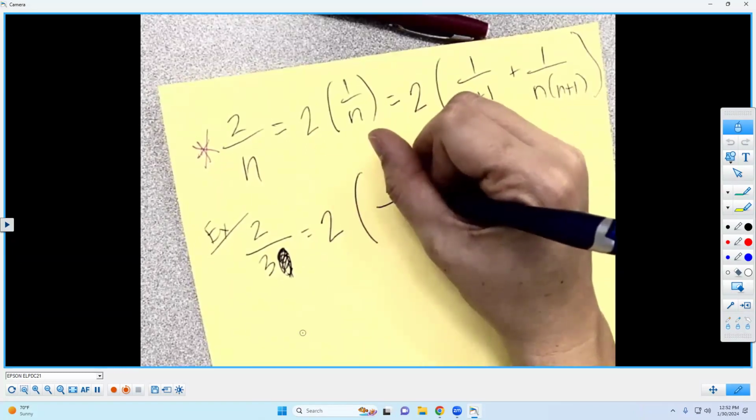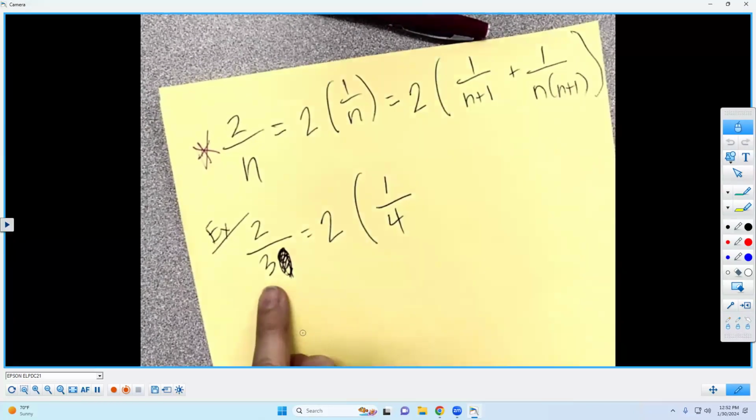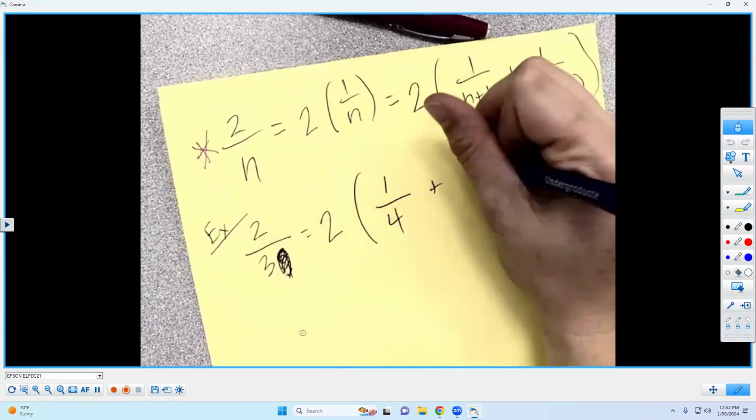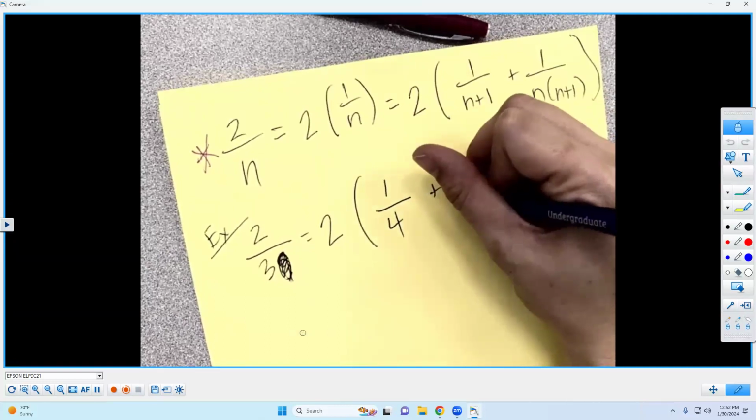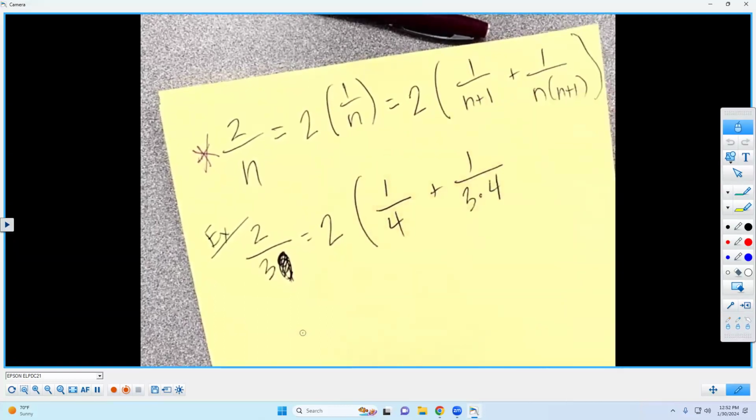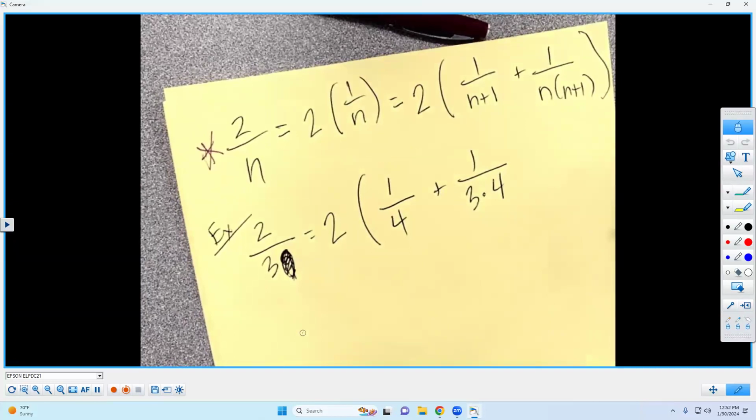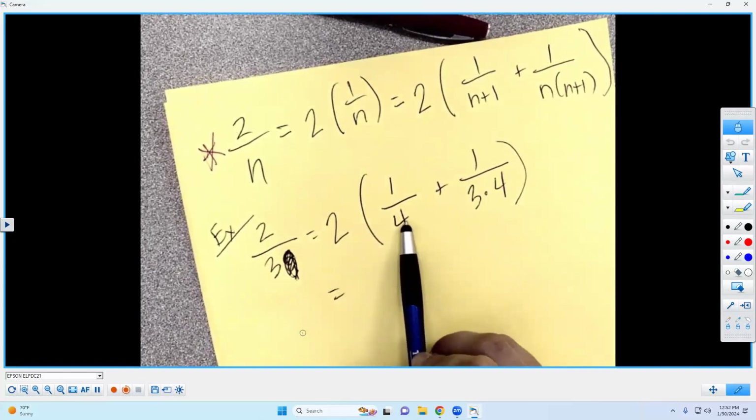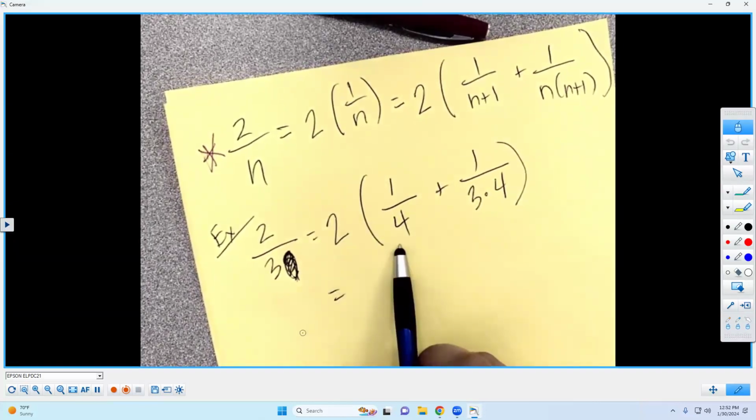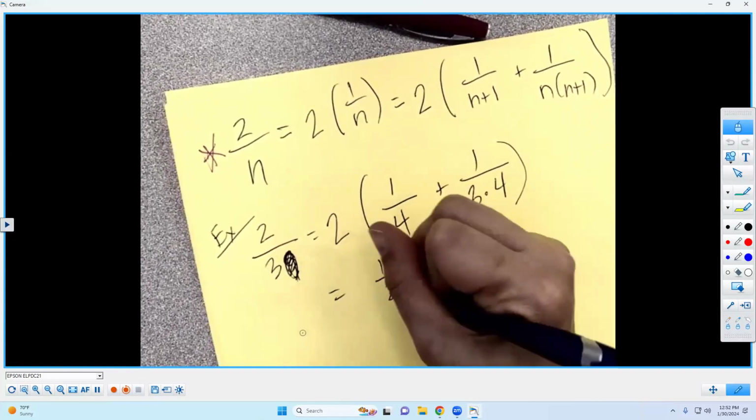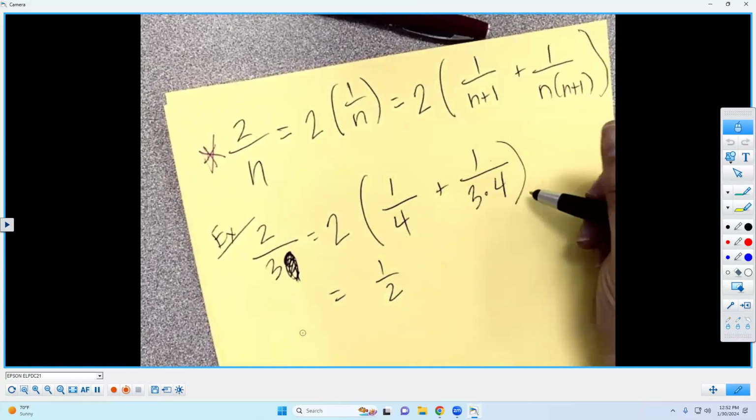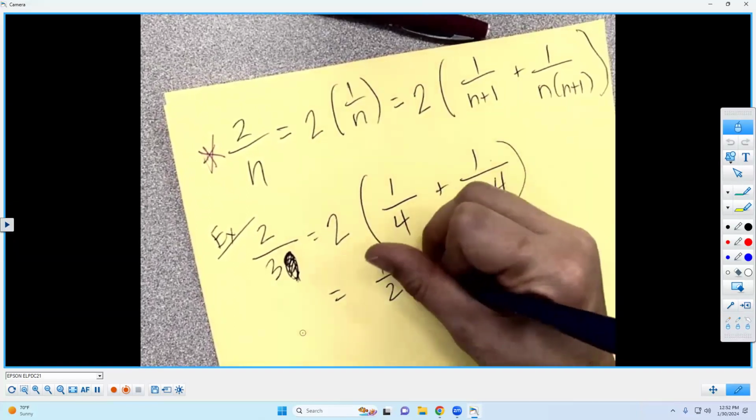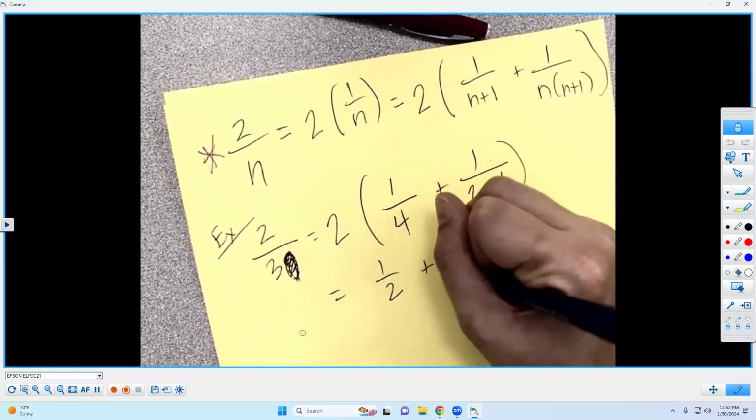1/4, because I add 1 to my denominator, plus 1 over the current denominator times plus 1, 3 times 4. And then when I multiply, 2 times 1/4 would be 2/4, which reduces to 1/2. This is 1/12. 2 times 1/12 is 2/12, which would be 1/6.